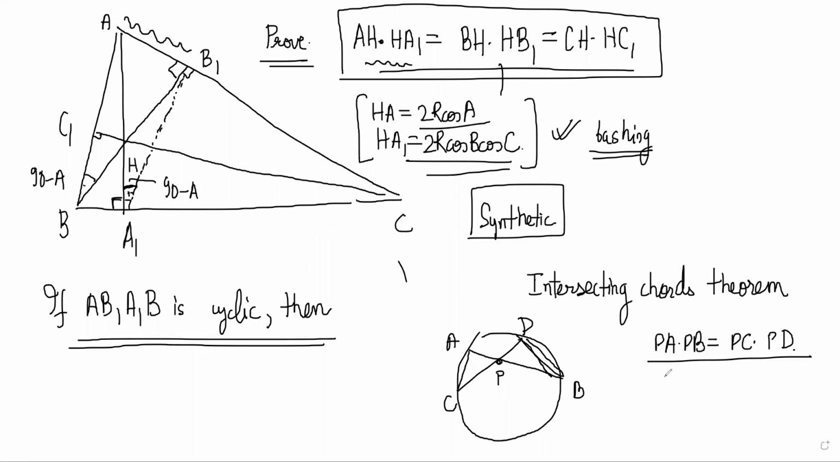You should try that proof yourself. It is a very simple thing. If you understand power of a point, it will be obvious. Otherwise, just go online and find the proof for the intersecting chords theorem. So by that, we will get that AH into HA1 is BH into HB1 is CH into HC1, right?